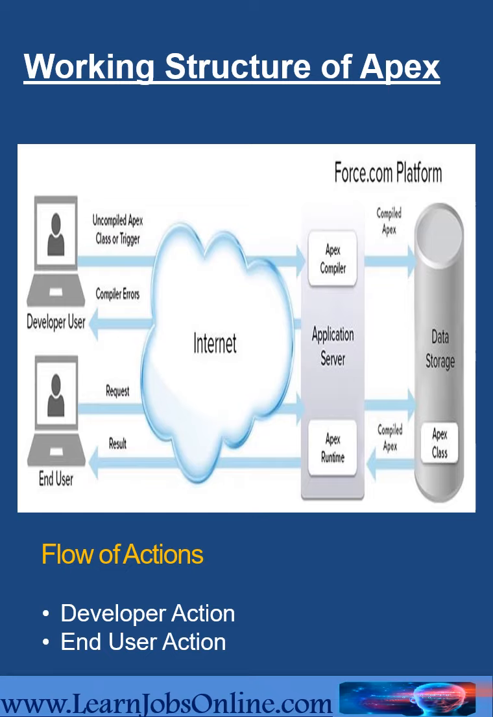As we can see in this diagram, Apex runs entirely on the Force.com platform. There are two sequences of actions: when the developer saves the code and when an end user performs some action which invokes the Apex code. That's developer action and end user action. First, the developer action. When a developer writes and saves Apex code to the platform, the application server first compiles the code into a set of instructions that can be understood by the Apex runtime interpreter and then saves those instructions as metadata.